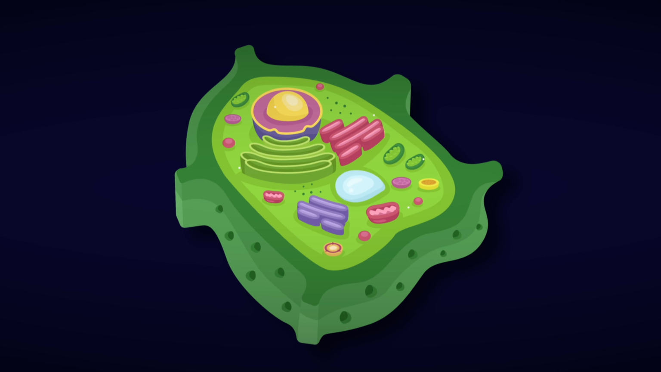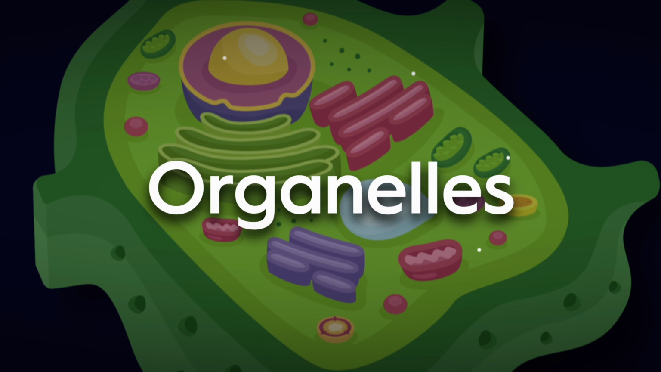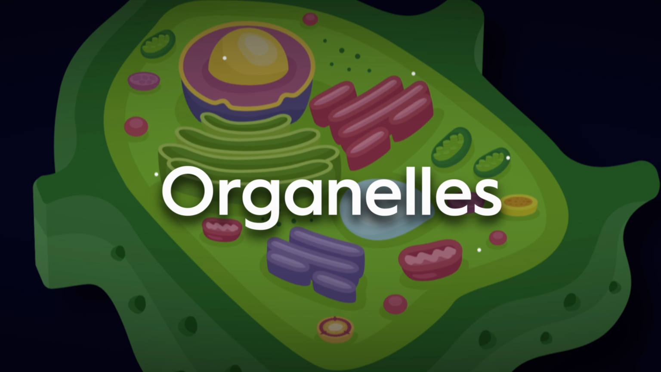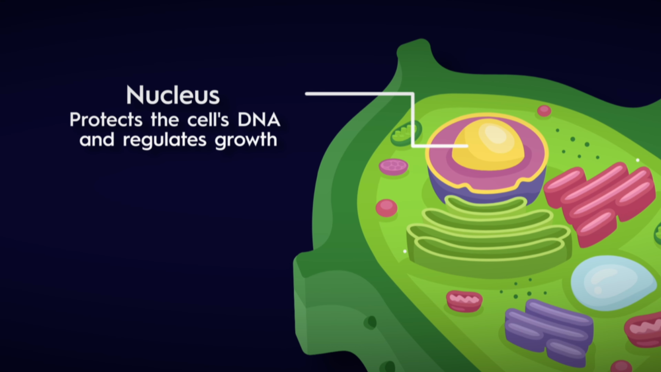Now, let's look inside a modern eukaryotic cell. Here, everything is neatly organized into compartments called organelles, each with a specific function that keeps the cell alive. The nucleus serves as the command center. It protects the cell's DNA and regulates growth, metabolism, and reproduction.